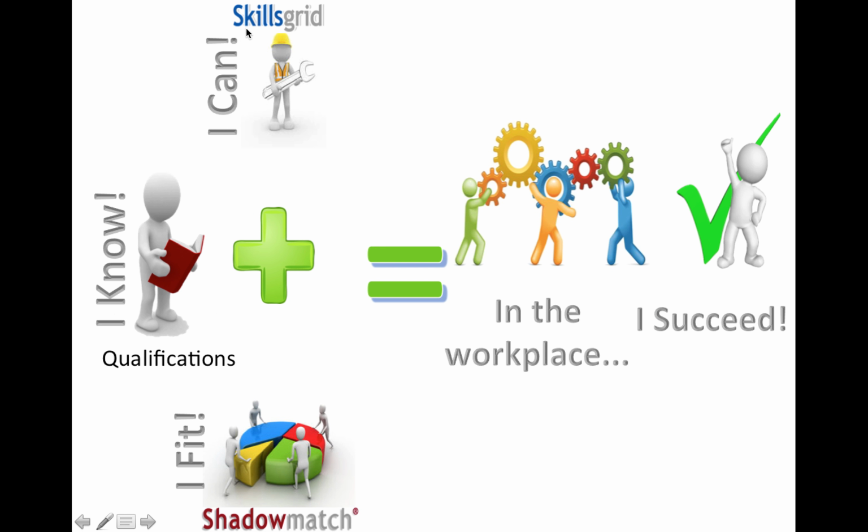So if we have all three of these in place, I know I've got the knowledge, I've got the skills, and this is what we will measure with the Skills Grid, and I have the necessary behavioral patterns or habits. This we measure with Shadow Match. If all three of these are in place, this will equal a successful individual in the workplace.